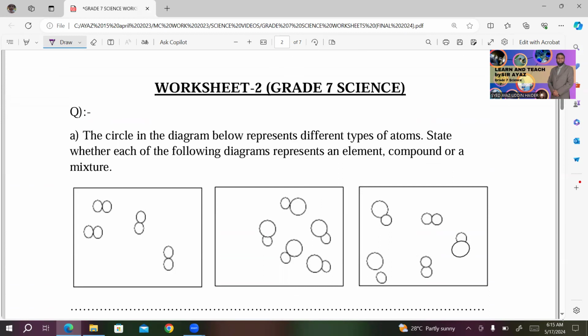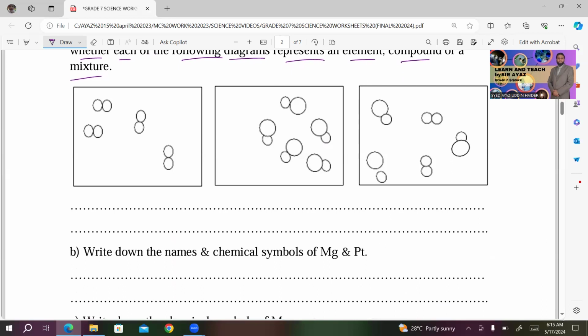Question for worksheet number 2. The circle in the diagram below represents different types of atoms. State whether each of the following diagrams represents an element, compound, or a mixture. The first diagram, you can see the size of the atoms are same. They join together to form a molecule. So it's a molecule of the element. So you write element here.